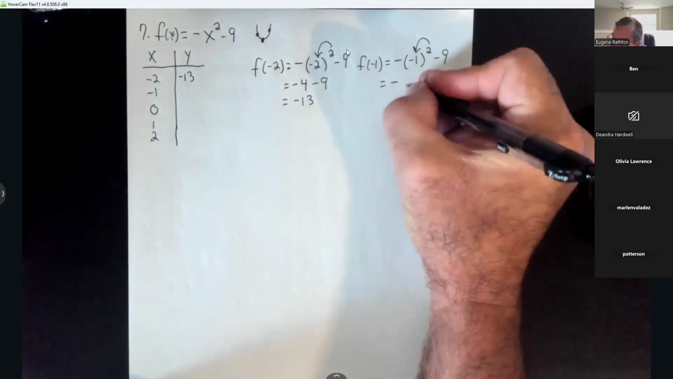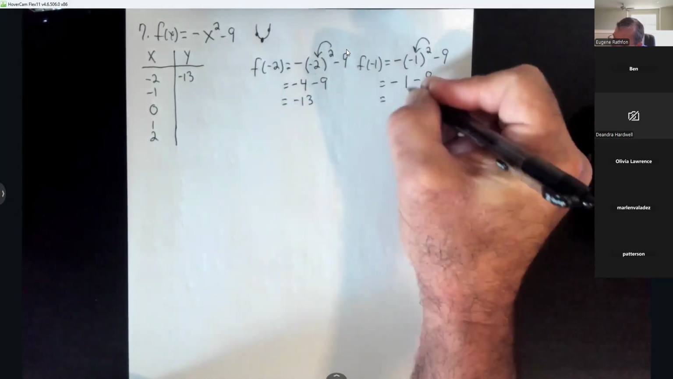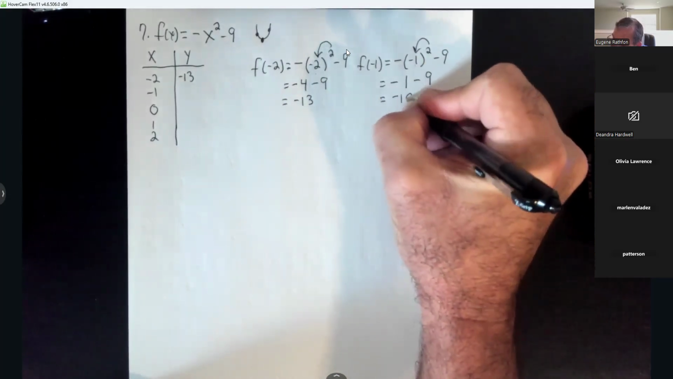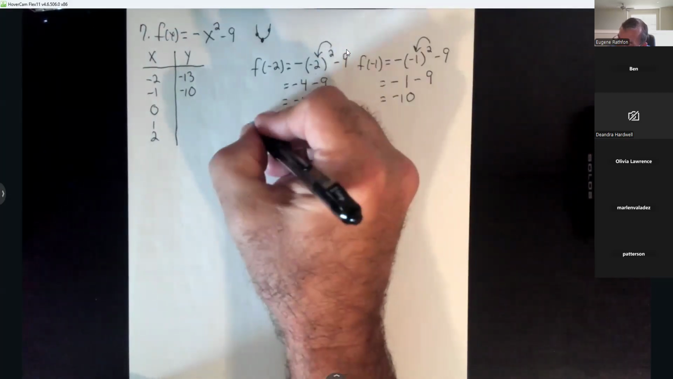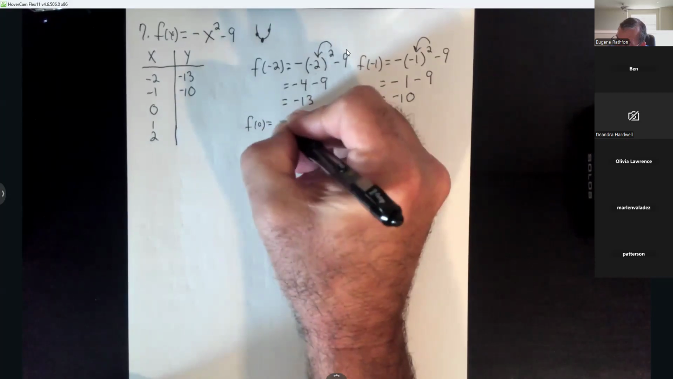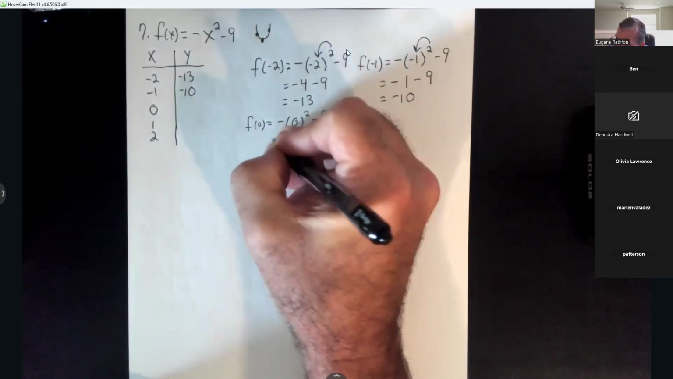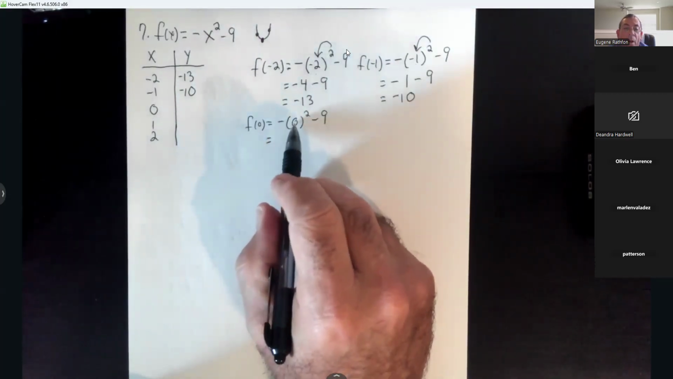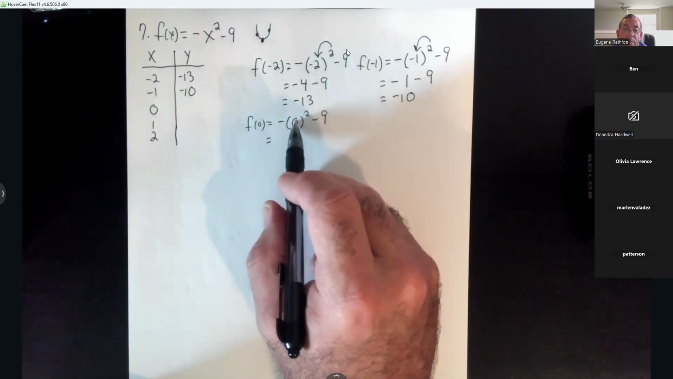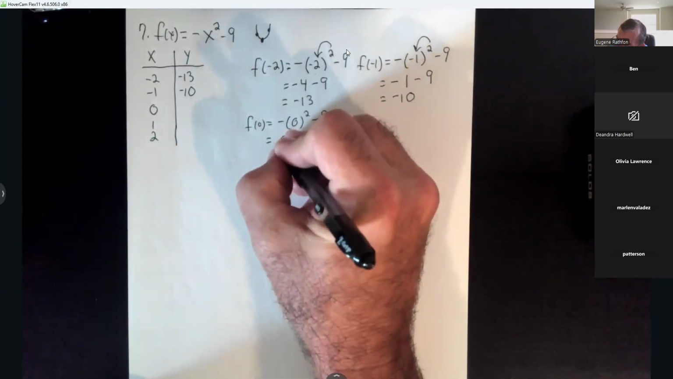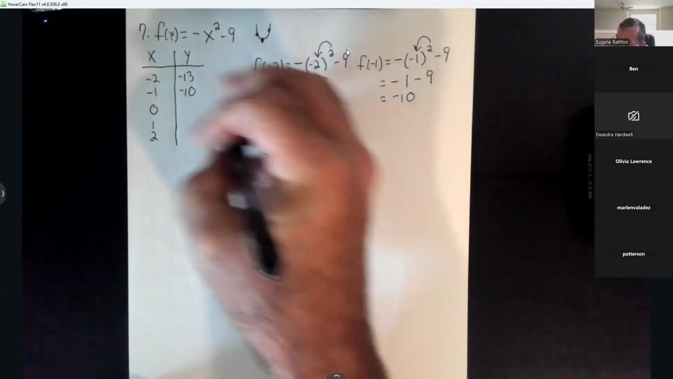-1 times -1 is 1. And then bring down that minus 9. And -1 minus 9, -10. All right, you're putting a 0 in. So f of 0 equals that negative times 0 squared minus 9. Well, y'all, this is all just a big 0, right? Because 0 squared is 0 times that negative is 0. So you're going to get 0 minus 9, which is -9.